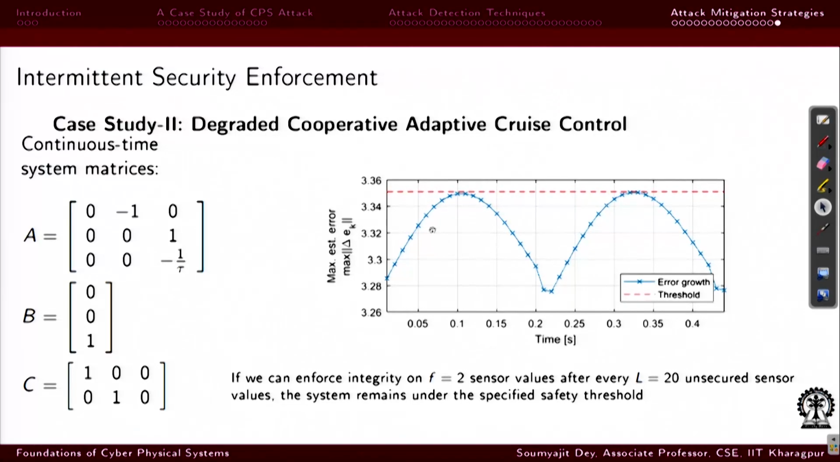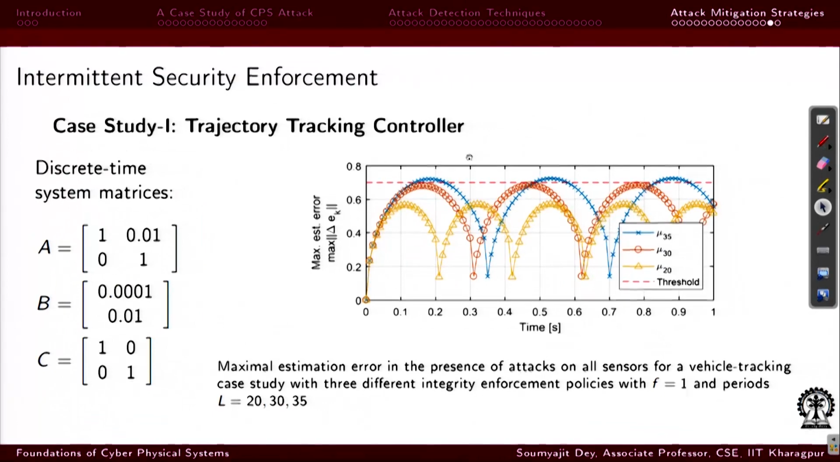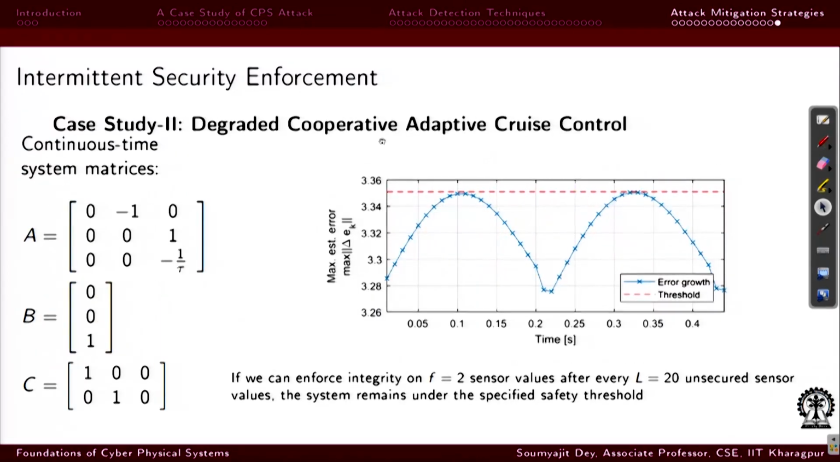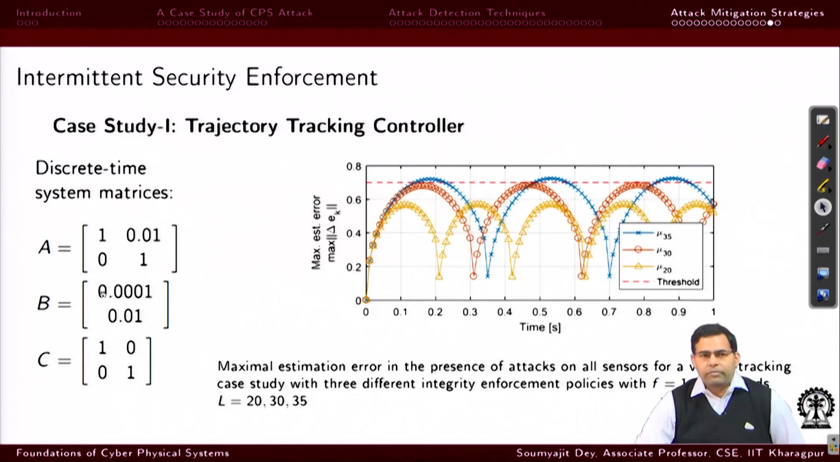Similarly, you also have an example by these authors from their work on a degraded cooperative adaptive cruise control. So, the earlier one was a trajectory tracking system, and here you have a cooperative adaptive cruise control. That means you have multiple vehicles following at a minimum separation, and they are trying to drive together. So, this is the system matrix for such a system. In our tutorials, we will show you how to build these system matrices for such a platoon, how to build the system matrices for the trajectory tracking system, etc.